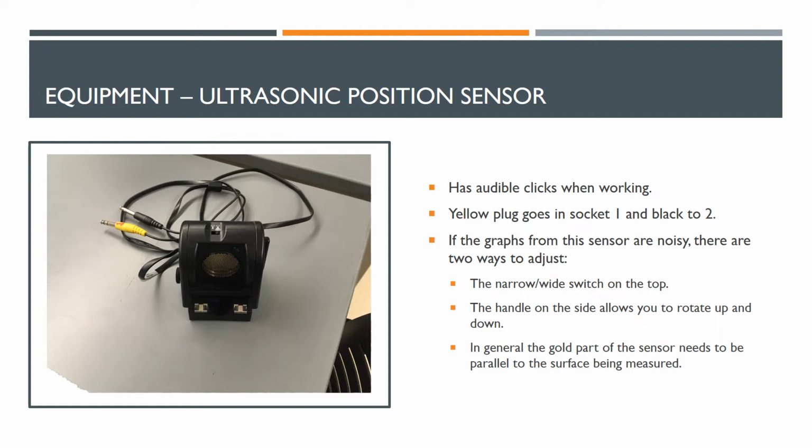The first thing you'll notice is on the top is a little slider switch that has a narrow versus wide band. You could try those, or there's a little handle on the side that allows you to adjust the sensor up and down. It kind of rotates around a little bit. Ideally, you would like the gold part of the sensor to be parallel to the surface being measured.